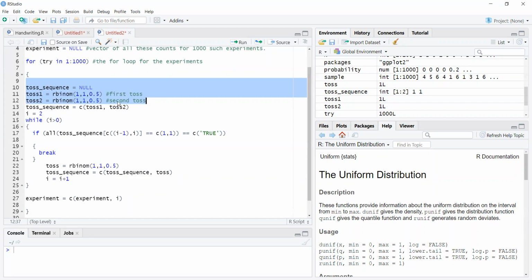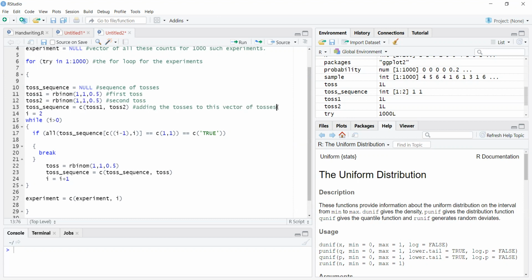Now you add these 2 tosses. The toss sequence is the sequence of tosses. I should write it over here: a sequence of tosses. You're adding the tosses to this vector of tosses. That is the idea over here.